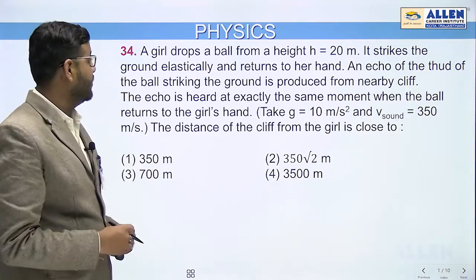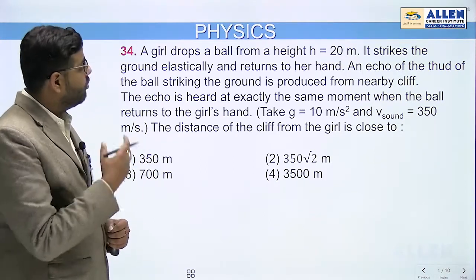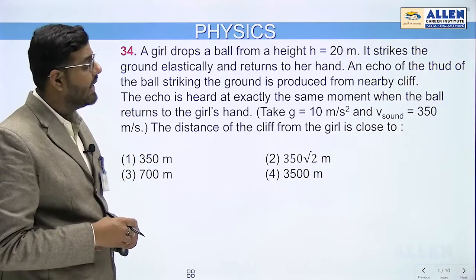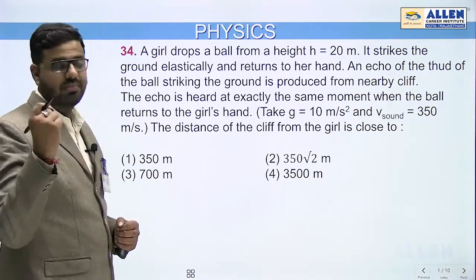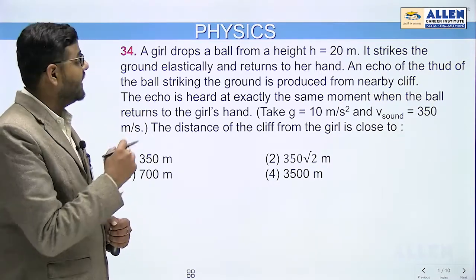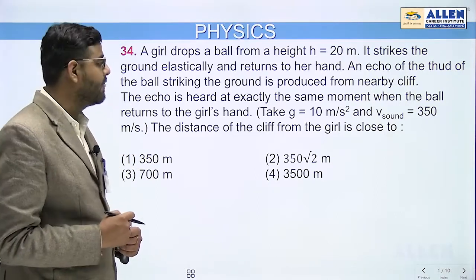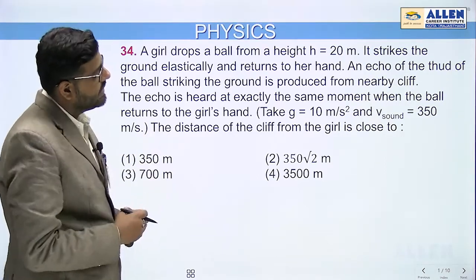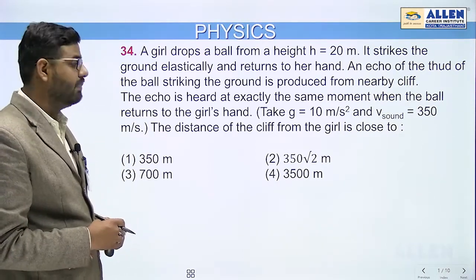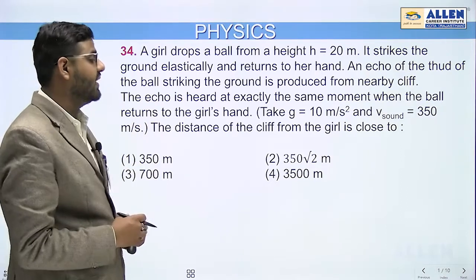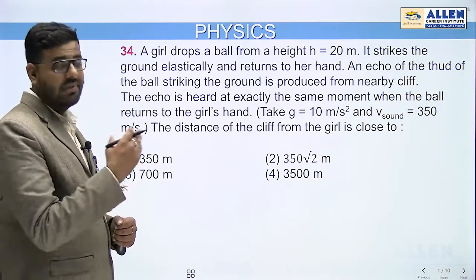The question number 34 is: a girl drops a ball from a height h equal to 20 meter. It strikes the ground elastically and returns to her hand. An echo of the ball striking the ground is produced from a nearby cliff. The echo is heard at exactly the same moment when the ball returns to the girl's hand. Take the value of g equal to 10 meter per second square, and speed of sound equal to 350 meter per second. The distance of the cliff from the girl is close to. So we have to find the distance of the cliff from the girl.